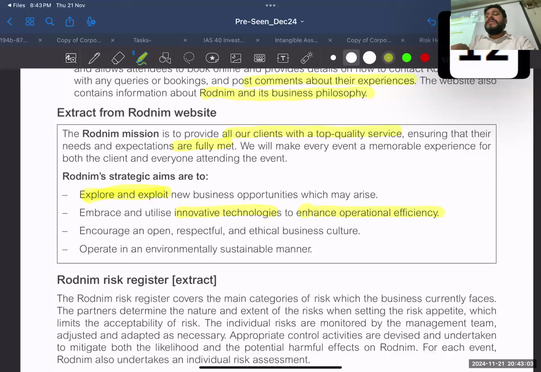Then encourage an open, respectful, and ethical business culture. By open, I mean everyone is allowed to comment on our services. We will not be deleting any sort of comments. Number two, respectful. Whoever is working with us, either he's a small employee or he's the managing director, we will provide them the same amount of respect that they deserve. And ethical business cultures. Operate in an environmentally sustainable manner.